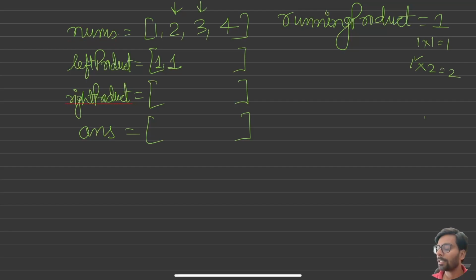Now we come here at this location. What is the running product we have seen so far? Running product so far is 2, and we need to update the running product. So the previous value was 2 and the current number is 3, so it will be 6.